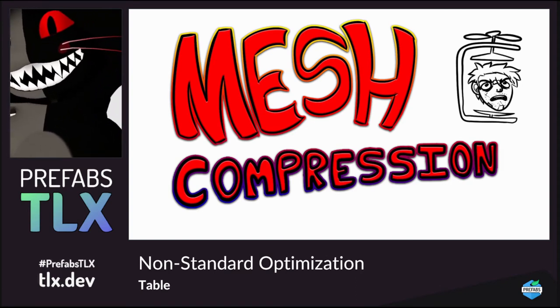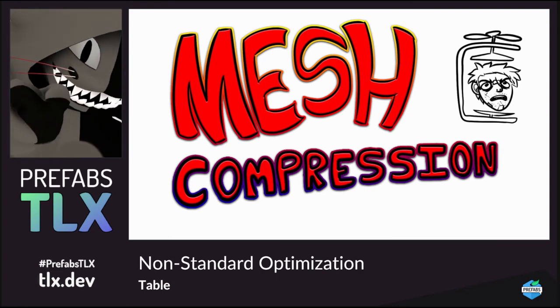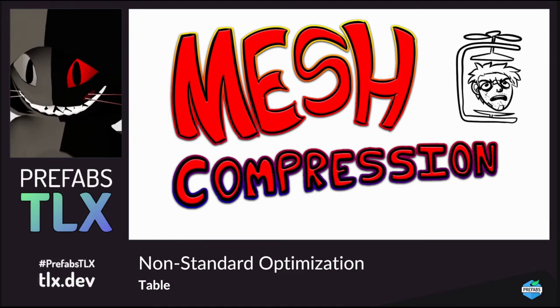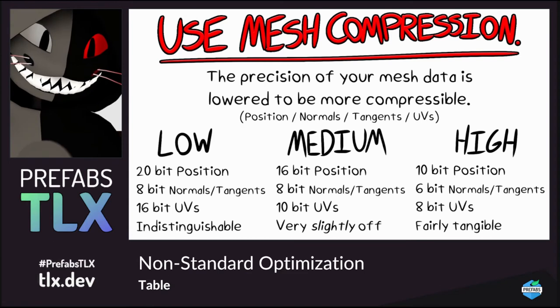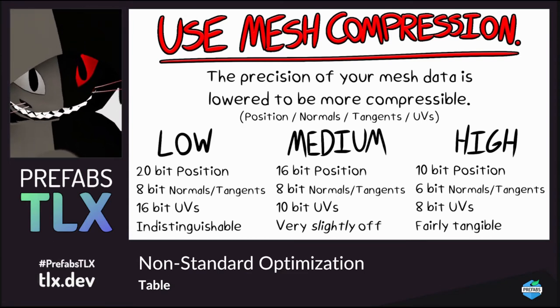Mesh compression in Unity is a bit weird. There are a couple things. I'm going to get into some caveats, but generally here is some overall advice. You're going to see an option in your import settings called mesh compression, and almost always, unless you know exactly what you're doing, you're going to want to use this.